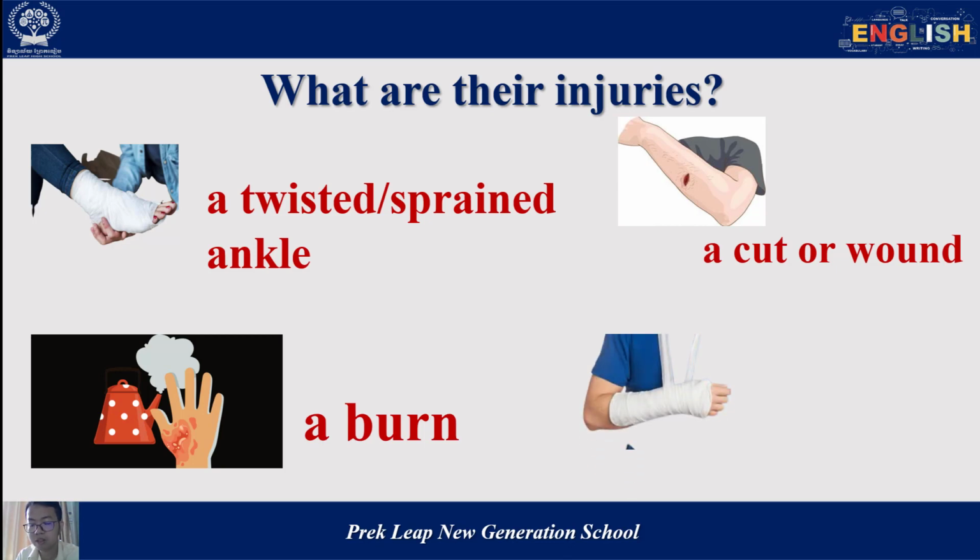And the last one is something wrong with your arm. Yeah, it is broken. So we call it a broken arm. For example, you have a traffic accident and then you fall down and your arm is broken. It's called a broken arm. Yeah.